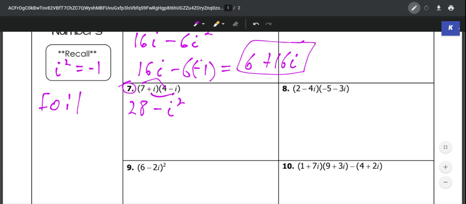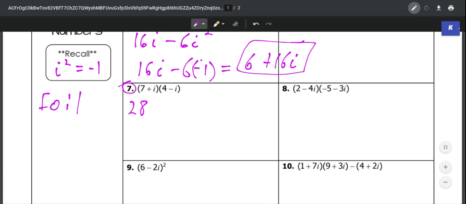Then we would take the inner, which would be these two here. So it would be I times 4, so it would be plus 4I. And then we do the last, which would be, let's see, that would be this and that. Actually, I guess that would be the outer. Yeah, I did that wrong. So let me back up. It wouldn't matter. We'd get the same answer, but I did that wrong.